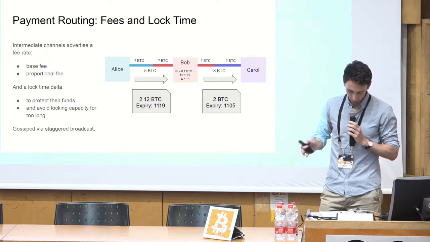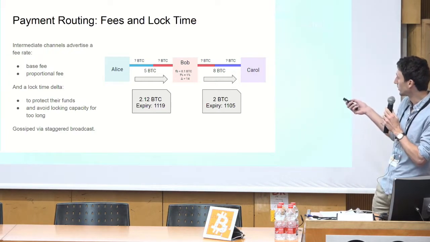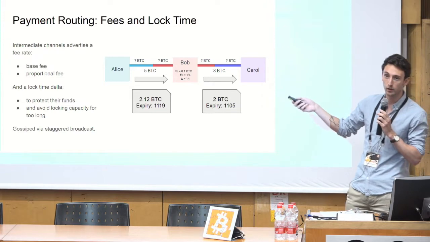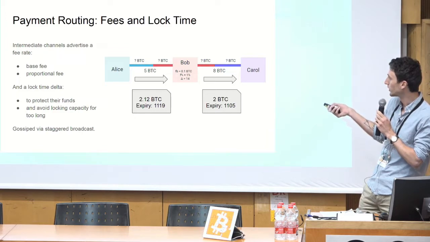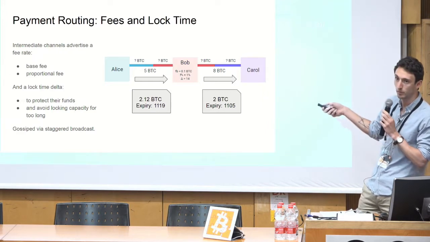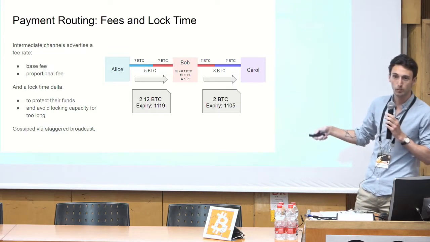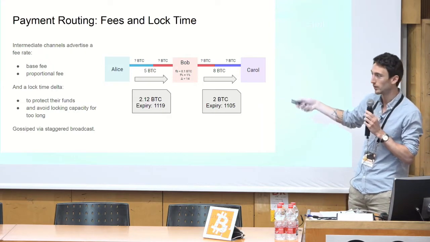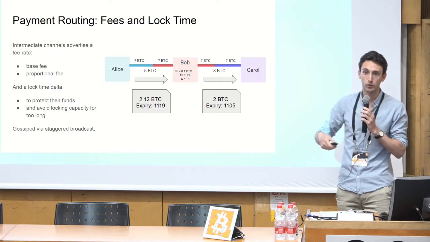So, for example, imagine in this example that Alice wants to pay 2 Bitcoin to Carol with an expiry at block 1105. Bob is saying that he takes a flat fee of 0.1 Bitcoin and a proportional fee of 1% with an expiry delta of 14. Alice takes that into account, calculates that if she wants to send 2 Bitcoin to Carol with an expiry at block 1105, she needs to send 2.12 Bitcoin to Bob with an expiry at block 1119. When Bob receives that payment, he collects the fee, he verifies that the lock time window has been correctly applied, and since everything is well, he's able to forward the 2 Bitcoin payment to Carol at expiry 1105. And you can use obviously longer routes.